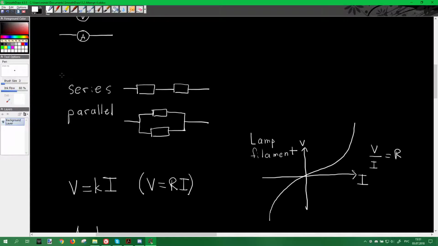To find the resistance at a specific point or specific voltage and current, you just need to find the current and the corresponding voltage on the graph, divide one by the other, and you get the resistance. However, usually in resistors, the resistance is constant, so this law will be generally true.